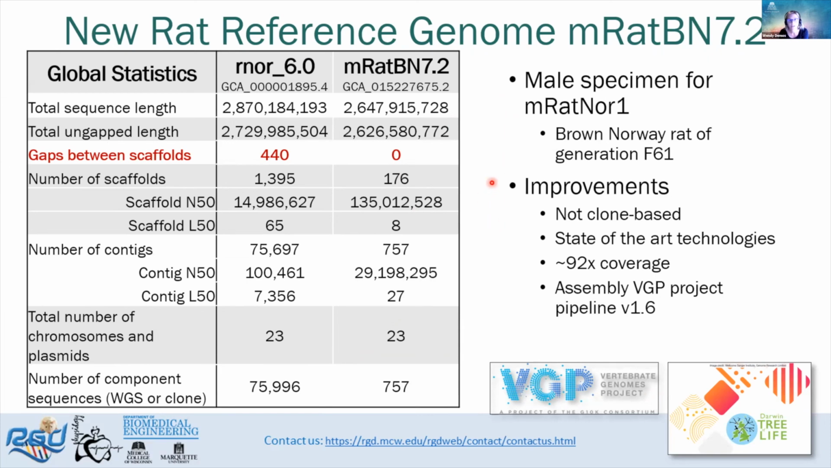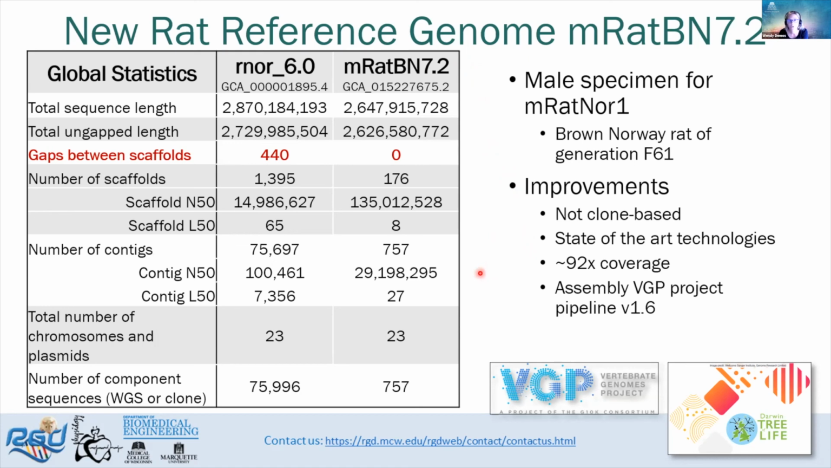Part of it is through the technology, the integration of PacBio long reads, 10x linked reads, Bionano maps, and the ARIMA Hi-C data. The data were assembled with the VGP project pipeline, version 1.6. And as you can see in the global statistics that are posted on the NCBI assembly page, this new reference 7.2 has some pretty substantial improvements compared to RN6.